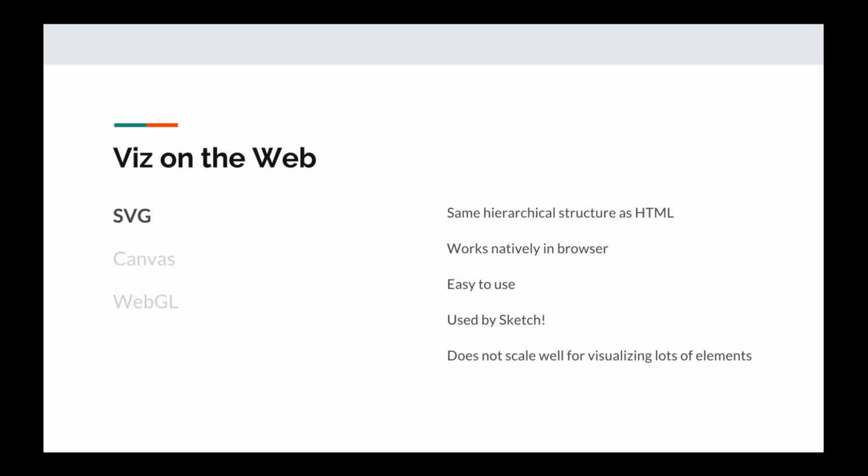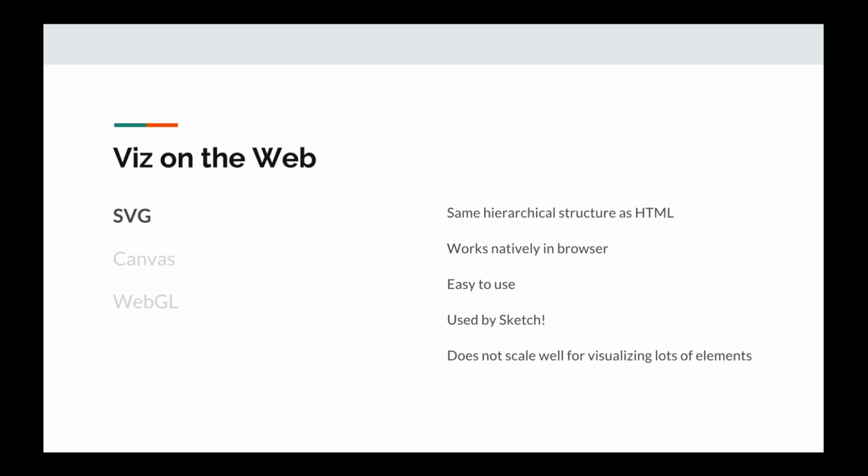We can use it the same way we use browser elements for the most part, especially using JavaScript to interact with it, to add event listeners, etc. Because of that, it's the easiest to use of these three options. So it's the easiest rendering mechanism we have, which is why you see a lot of people use it. It's used by Sketch, so you guys are using Sketch a lot.